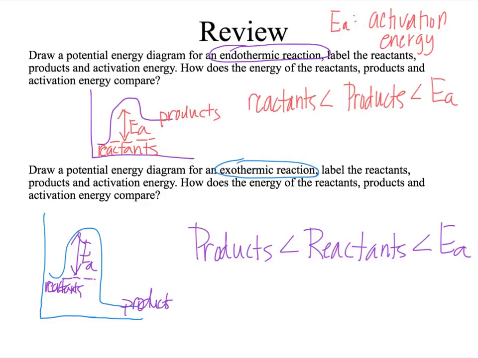So it's completely the opposite when we go to exothermic. Because exothermic is releasing energy, our products have less energy than the reactants because energy was released. Again, activation energy is from the energy level of the reactants to the top of the peak. And so this time our products have less energy than our reactants, and our reactants have less energy than our activation energy.